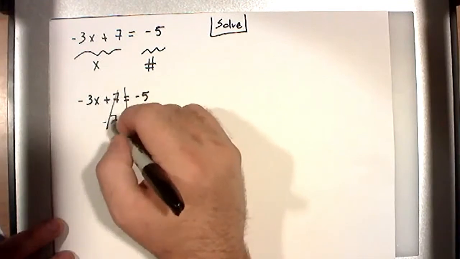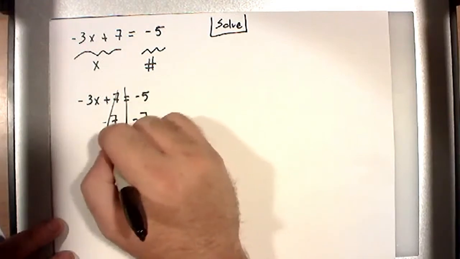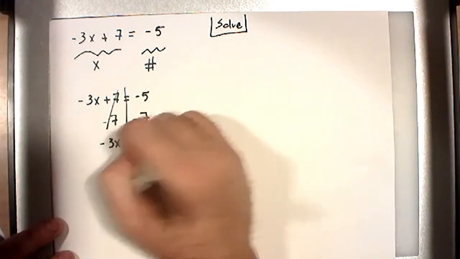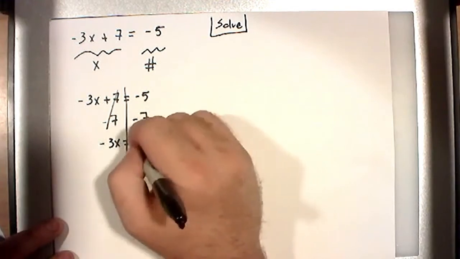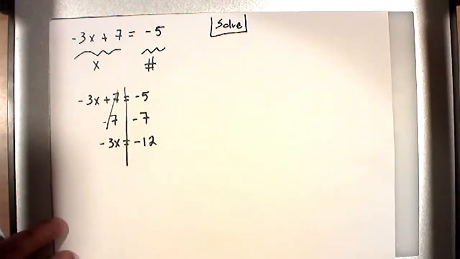Negative 3x, 7 and negative 7 cancel. That was the whole point. So now we have negative 3x. We got rid of one of the numbers. On the right side, negative 5 minus 7, that's negative 12. And now we're back to kind of a pretty basic problem. We got negative 3 times x equals negative 12.